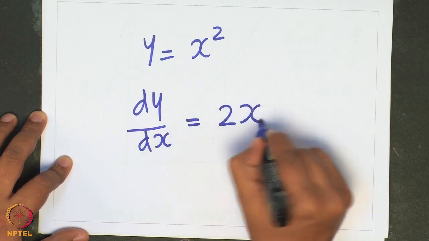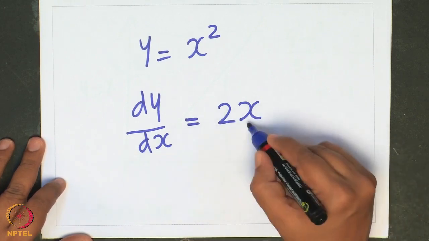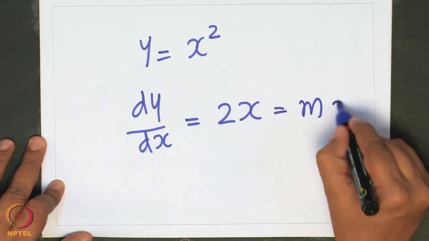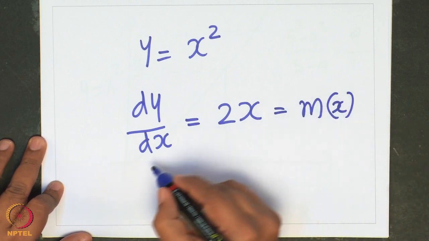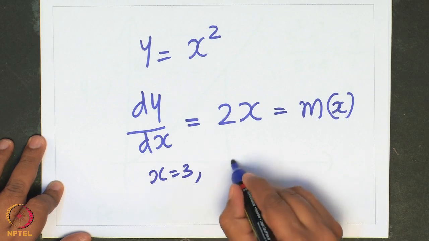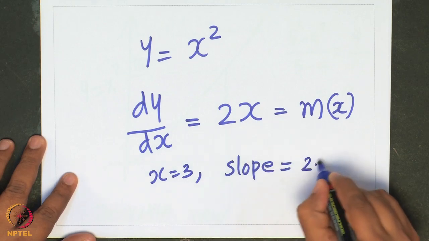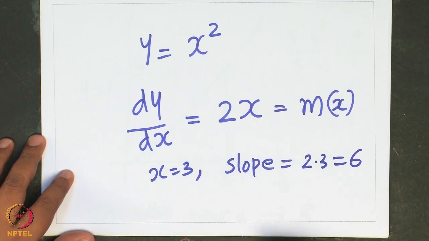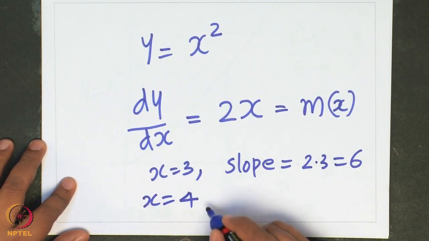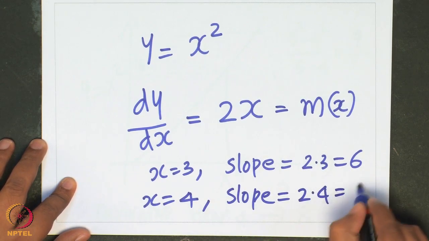It turns out that the answer is 2x. So depending on for what value of x you calculate, you will get dy by dx, which is a function of x. In other words, the slope, which is m, is a function of x. If x is 3, the slope is 2 times 3, which is 6. If you calculate the slope near x equal to 4, the slope will be 2 times 4, which is 8.